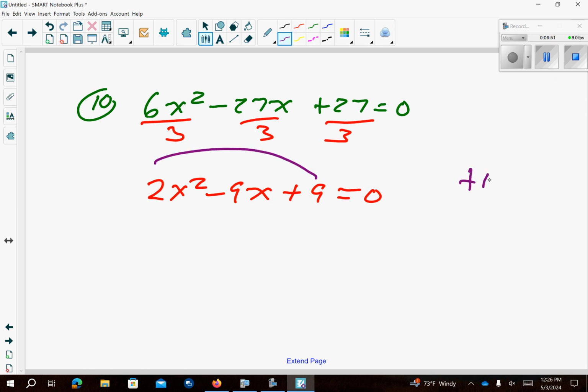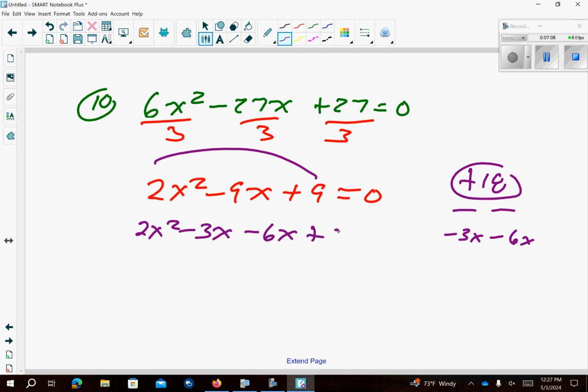Multiply those together. I get positive 18. And so both sides are going to be negative. The two numbers that multiply together to give me 18 and add together to give me negative 9 are negative 3x and negative 6x. So go ahead and plug them in to factor them. So factor an x out, so I get 2x minus 3. Factor a negative 3 out, and that's going to give me 2x minus 3.